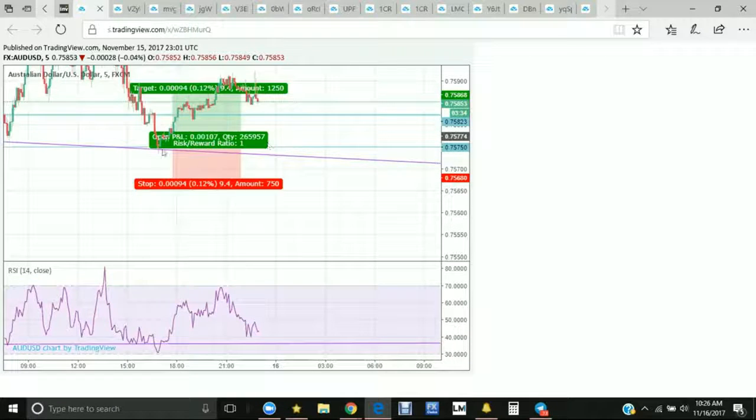This web analyzer gives us almost the perfect entry. Maybe the web analyzer cha-chinged, and it might have taken me a few minutes to get in. But what I was doing was putting this entry when I got in. And as you can see, this one came in. It didn't even go to stop loss. It went straight to take profit.